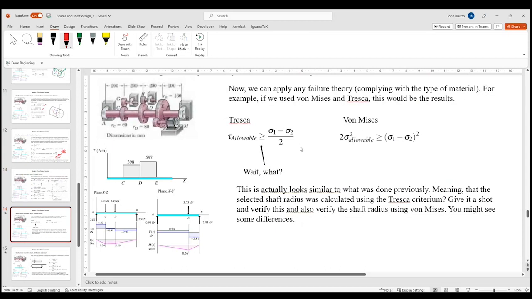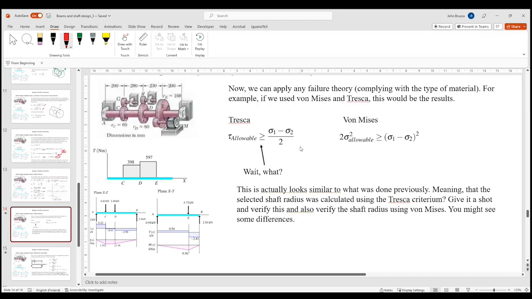failure theory. And then if you remember that graph that compares different theories, and this is a pretty good question, just by looking at the graph, it was said that Tresca was the one that was more rigorous at the moment of providing an answer as to which diameter you should use, meaning that results driven by the Tresca failure theory are going to be larger in size than results driven by von Mises. Not that big a difference, but they're going to be different, and smaller in the von Mises case.